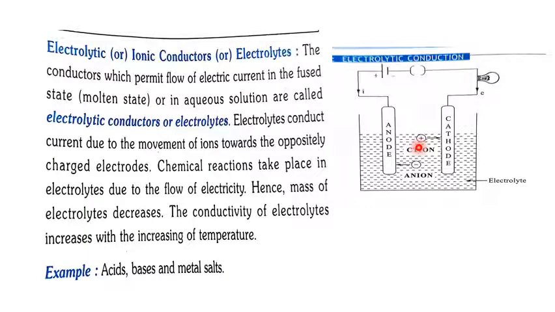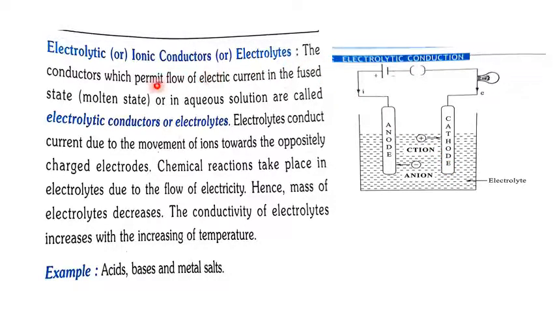Na+ gains one electron from the cathode and forms Na, and that Na is deposited on the cathode. That's why the electrolyte mass decreases in this electrolysis. Okay, we observe this.